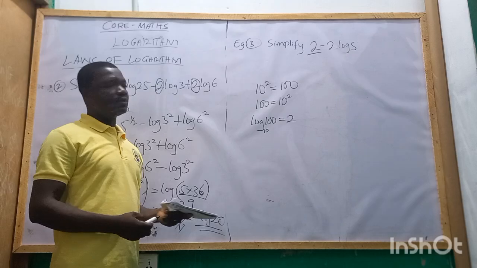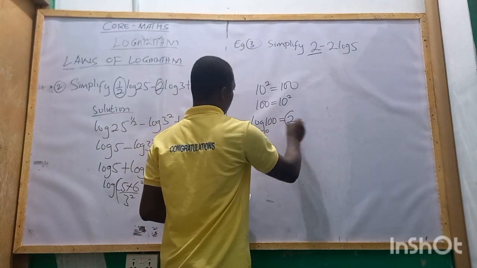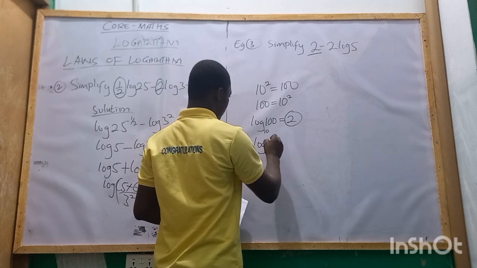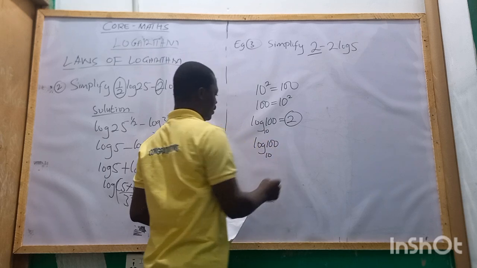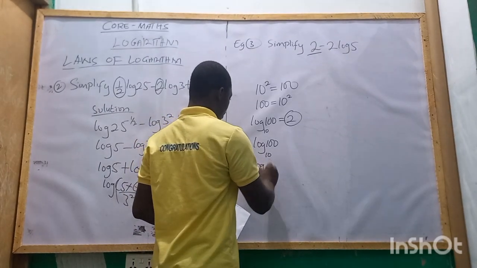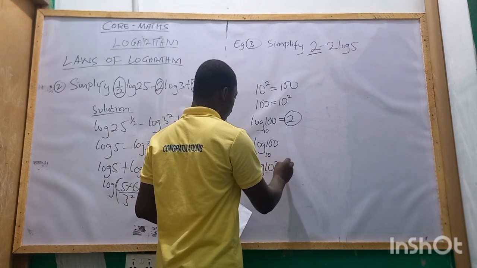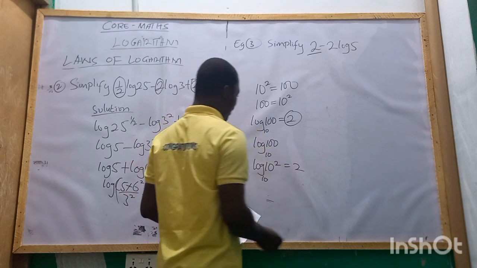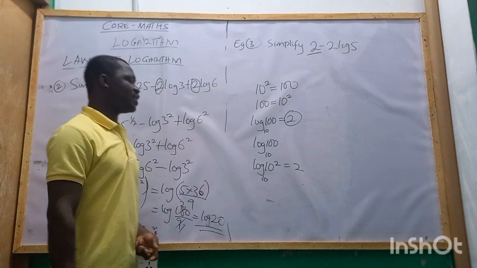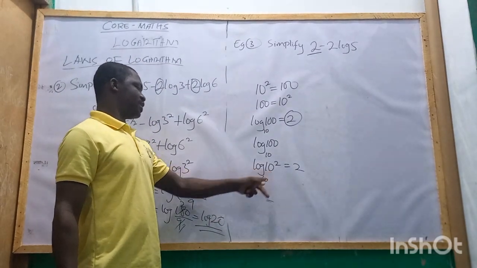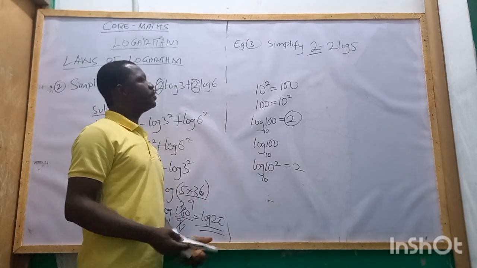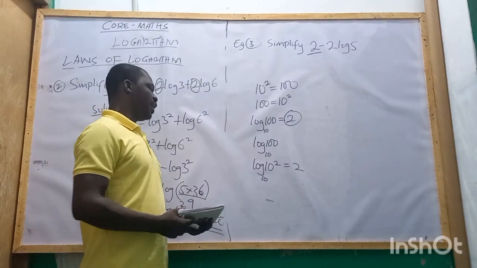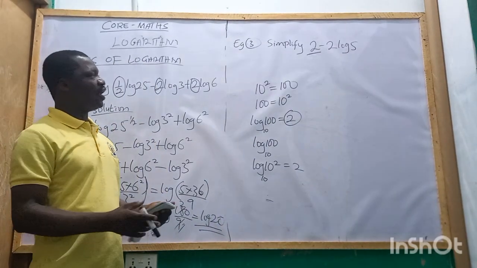So in other words, this 2 is the same as what? Log 100 to the base 10. Or in other words, log 10 exponent 2 all over 10, which will give me 2, because we have learned that any log to its own base is the same thing. So log 10 base 10, which is 1, 1 times 2 is what? 2.